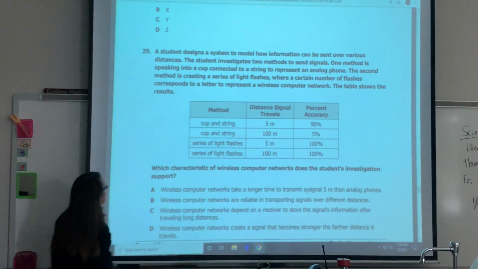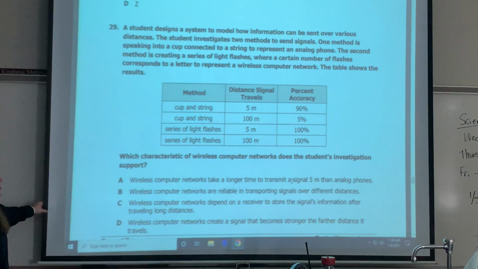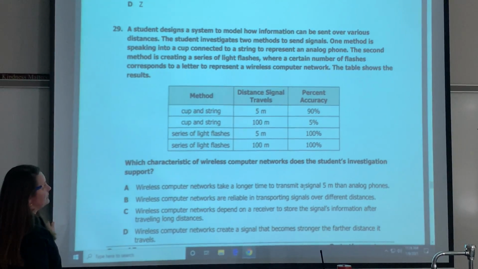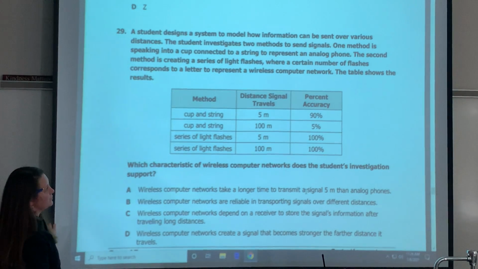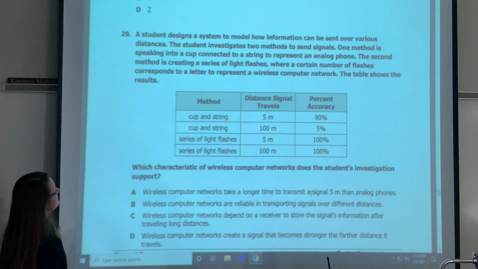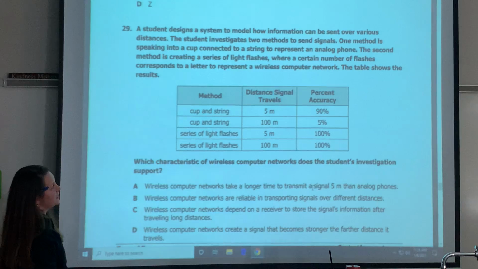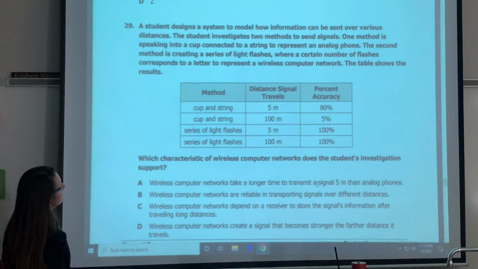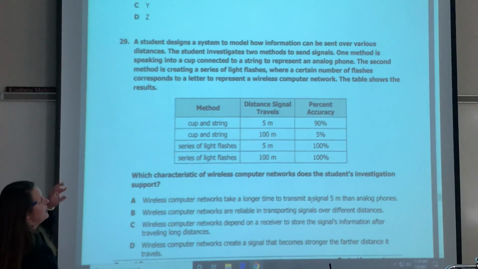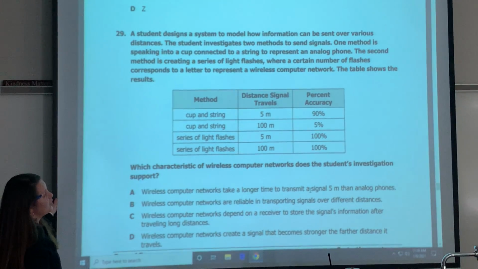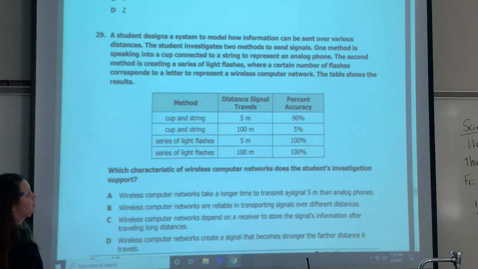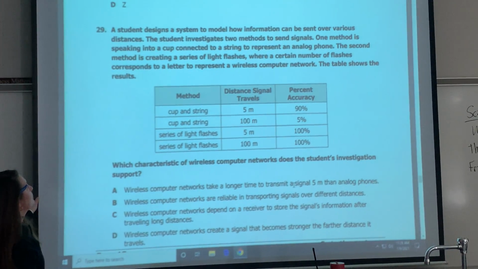A student designs a system to model how information can be sent over various distances. The student investigates two methods to send signals. One method is by speaking into a pickup connected to a string to represent an analog phone. The second method is creating a series of light flashes, where a certain number of flashes correspond to a letter, to represent a wireless computer network. The table shows the results.